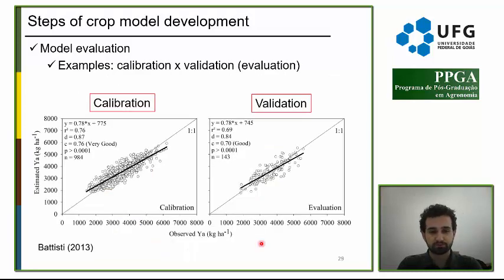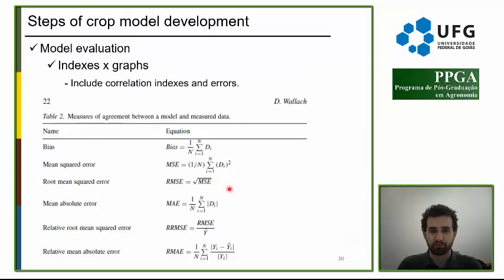Here we have an example where the model is evaluating the yield response for the calibration and after for validation. You have here near 1000 samples for calibration and near 140 samples for evaluation, showing that when I change the parameters, the model works well, and when I just simulate the yield, this model works well too. For this process, I can use statistical indexes or graphs to represent my model performance.